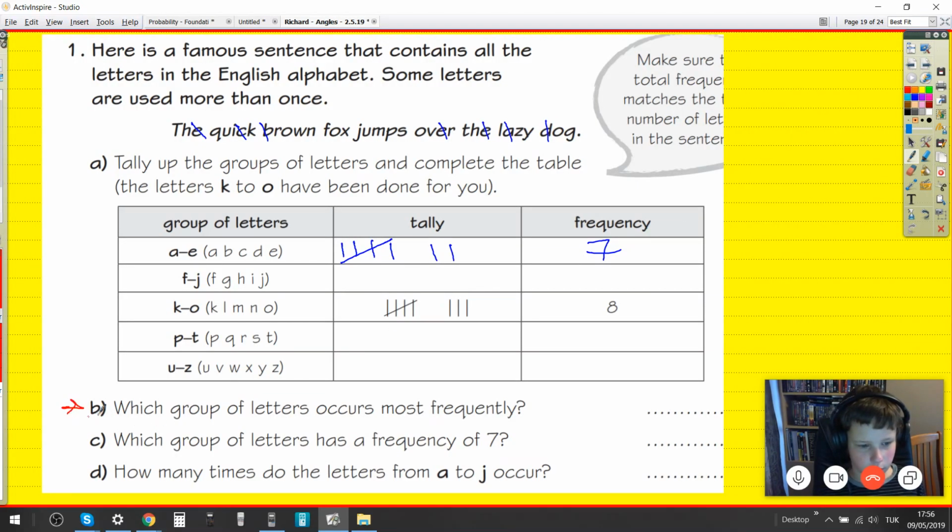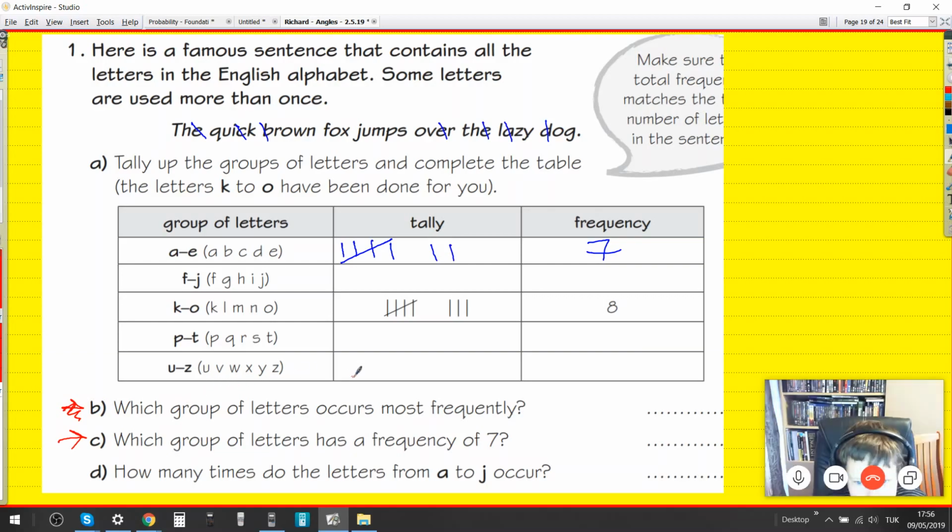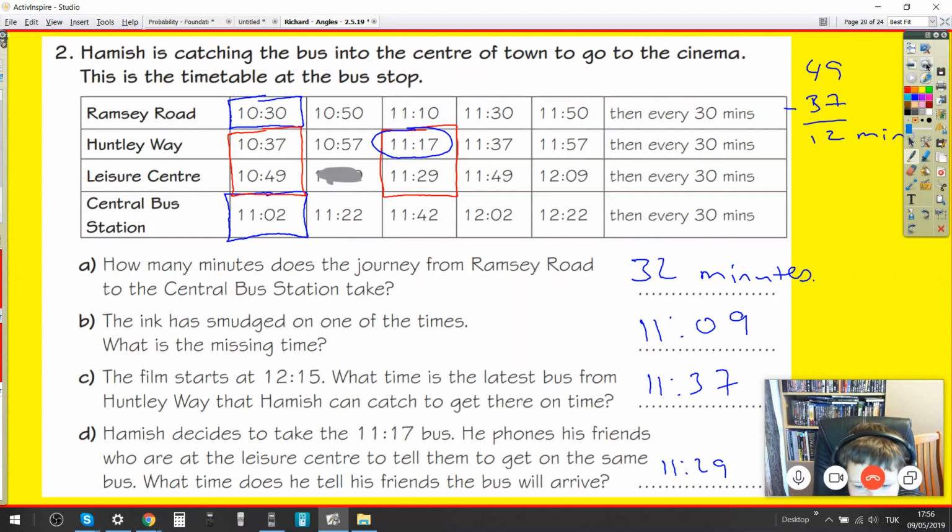How about part B? Sorry, not that one. Part C. Okay, so which group of letters have a frequency of 7? Well, the A to E group has a frequency of 7. Yeah, so that's A to E. That's it. We did that.